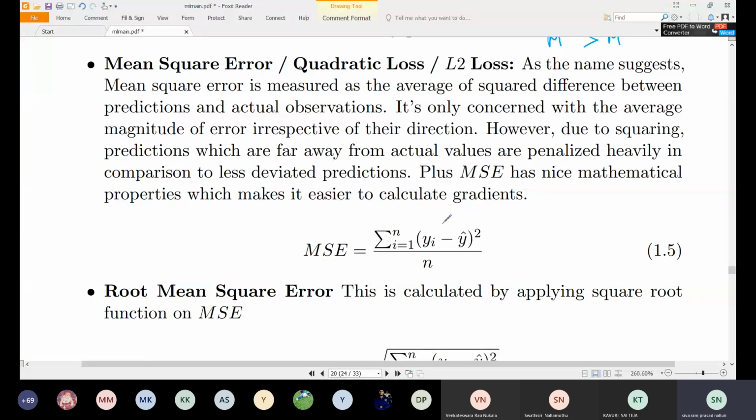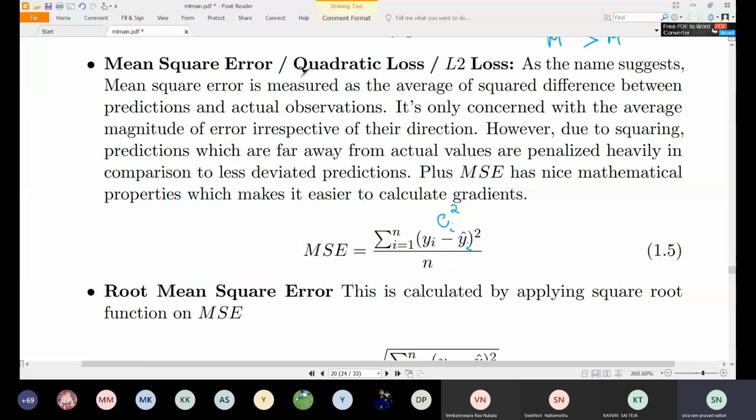we take what? Error for the ith example whole square. Okay. So what is the name given to this? Mean square error. Because you are calculating the error and you are raising the error to the power 2. You are calculating the square of the error and you are dividing that by number of observations. So in fact you are calculating mean square error.